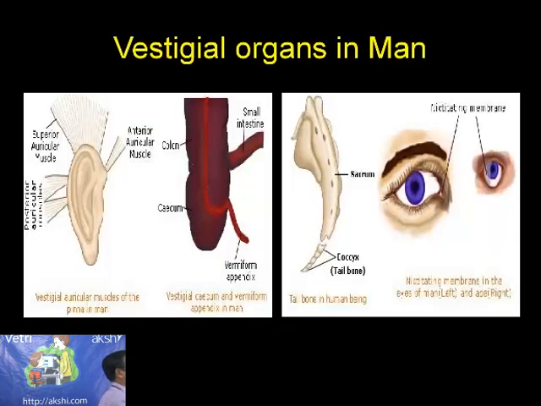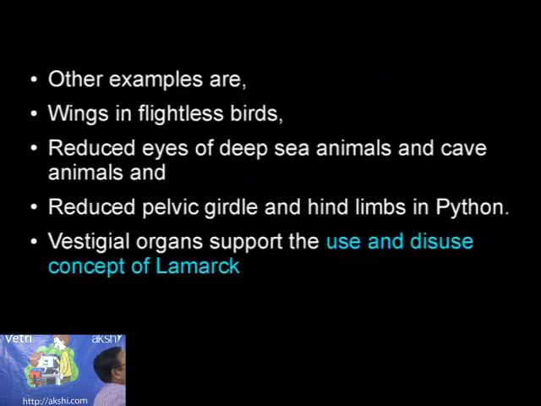Then what are the other structures in different groups? Say, the wings in flightless birds, kiwi, ostriches; reduced eyes of deep sea animals and cave animals, because there is no need for them to develop powerful eyesight; and reduced pelvic girdle and hind limbs in the case of snake, python. And also we have some other structures.